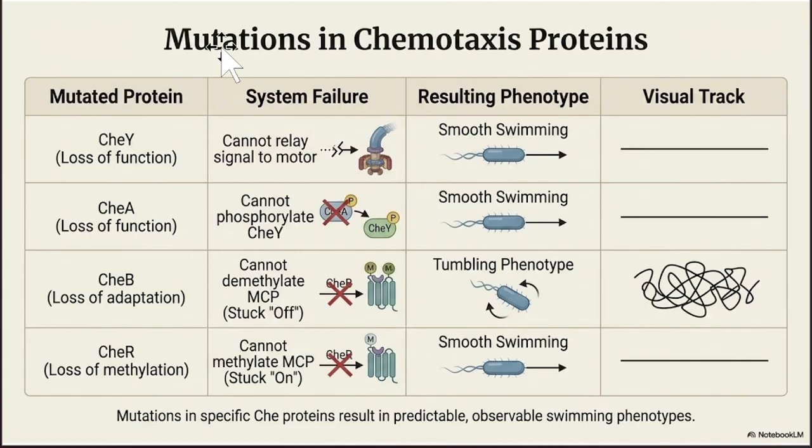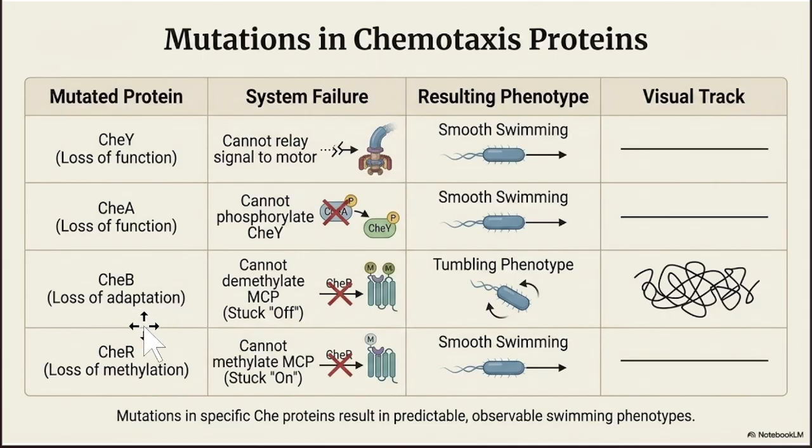Mutation in the chemotaxis proteins. When CheY loses function, it cannot relay the signal to the motor. During this, smooth swimming occurs continuously, or movement toward the signal occurs continuously. When CheA loses function, it cannot phosphorylate CheY. In the absence of CheY, again smooth swimming occurs.